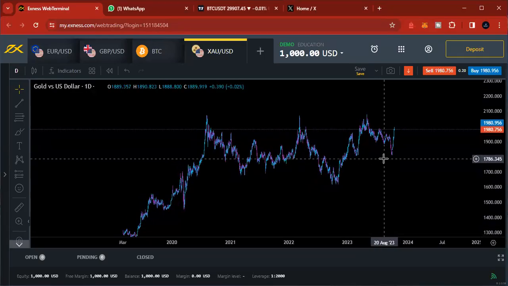So I want us to look at three pairs. We'll be looking at BTC, we'll be looking at GBPUSD, and then finally we look at BTC.